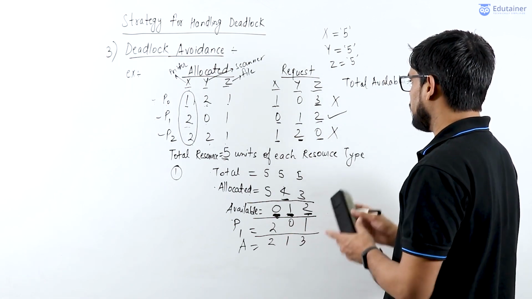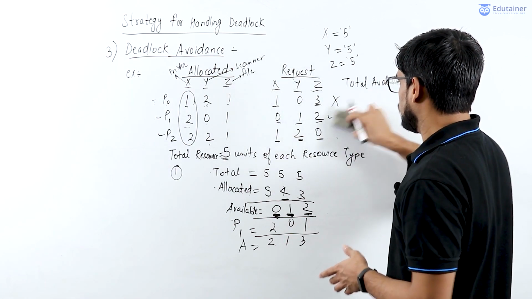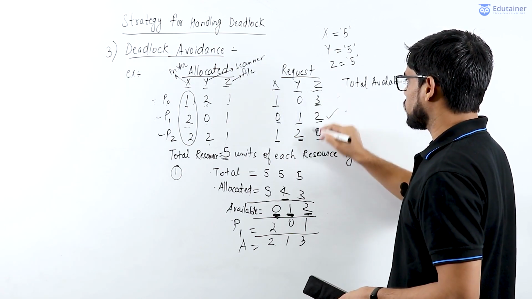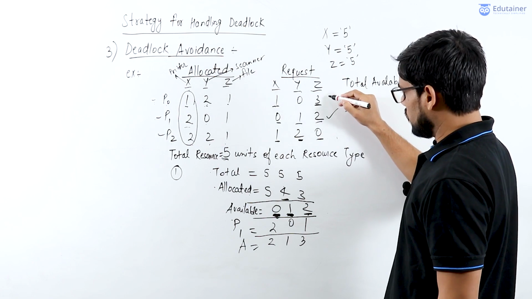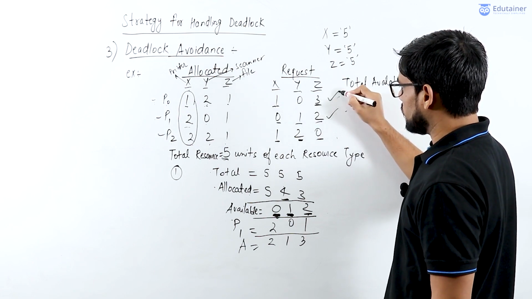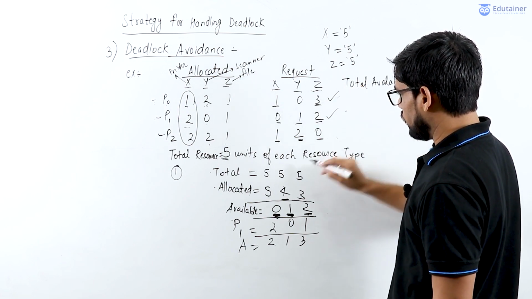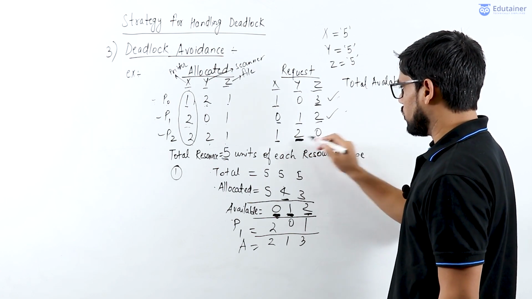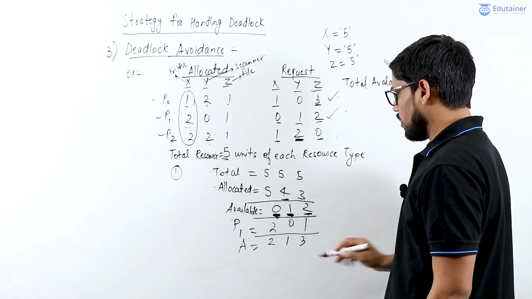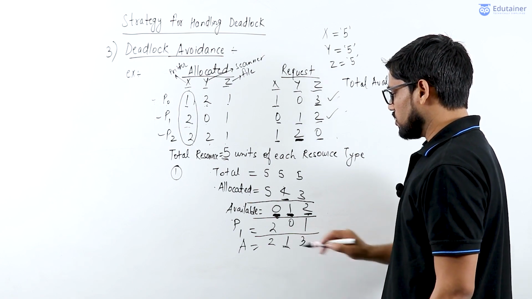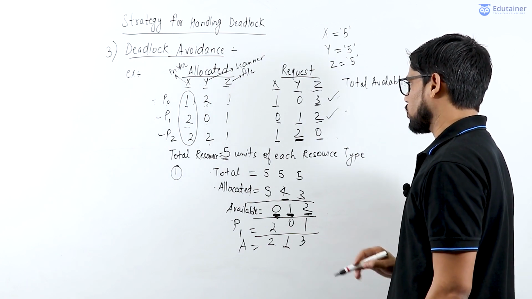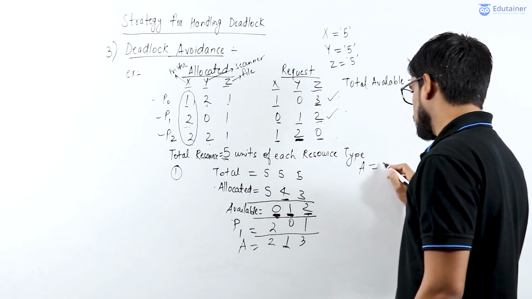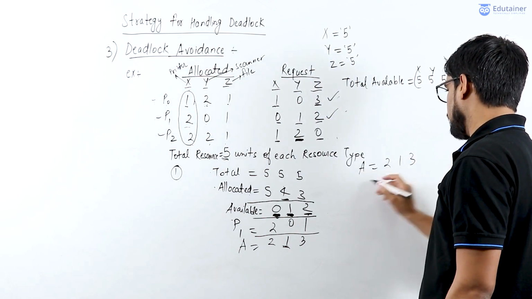Using 2, 1 and 3, since P1 is already completed, can we fulfill the request of any other process? Yes, we can fulfill the request of process P0, but no, we cannot fulfill the request of process P2. Why? Because here it requests 2 instances of resource Y, but we have only 1 instance of resource Y left. So we can only fulfill the process P0 request. Now available is 2, 1 and 3.